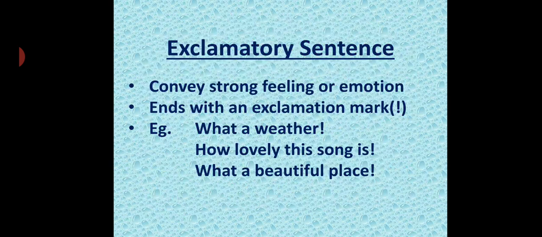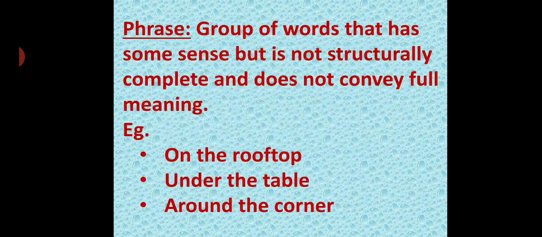Now, as you have understood different types of sentences, we will see what a phrase is. I know you might be confused between a sentence and a phrase. A phrase is a group of words that has some sense, but it is not structurally complete and does not convey the full meaning. Let me tell you, a sentence is also a group of words, but a sentence has a complete meaning and structure. But a phrase has some meaning which is not complete, and it is not structurally complete. A phrase does not have a subject and a verb, and a phrase is used as a part of a sentence.